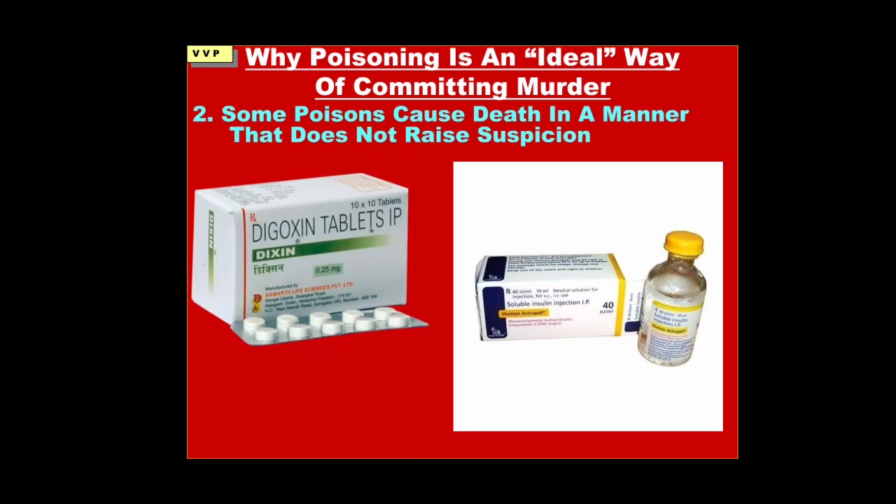Number 2, some poisons cause death in a manner that does not raise suspicion, probably because the signs and symptoms which evolve may resemble a natural disease. Like for instance, if you use digoxin in a person who does not have a heart ailment, it can induce heart problems, and the person may manifest in such a way that somebody else may think he's having a natural ailment related to the heart.